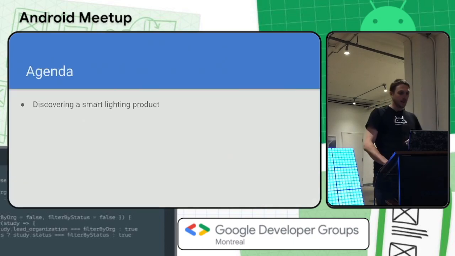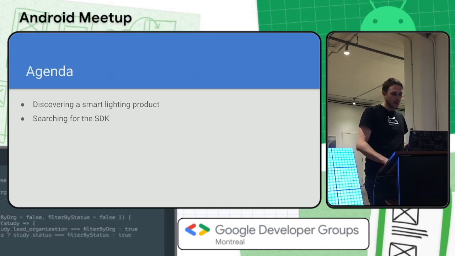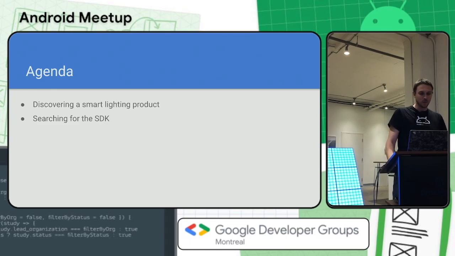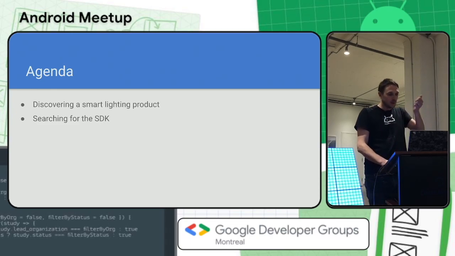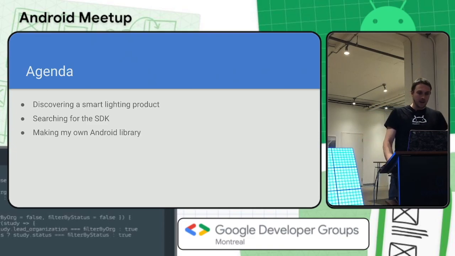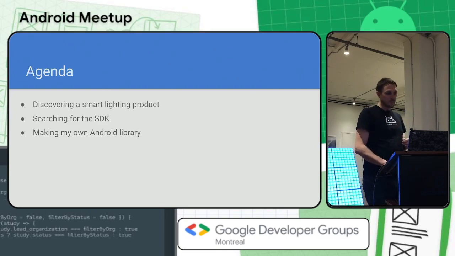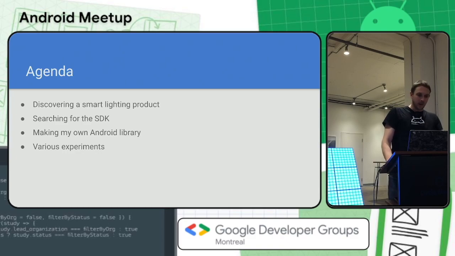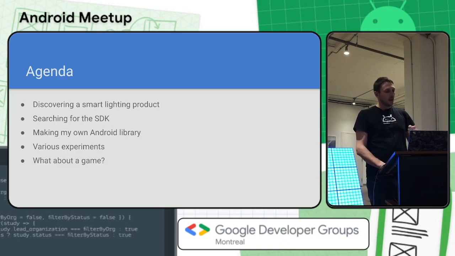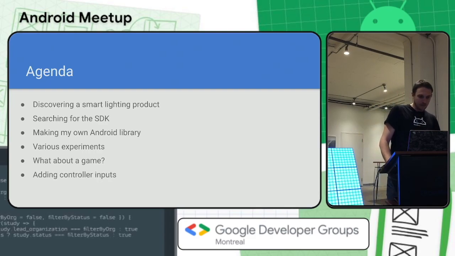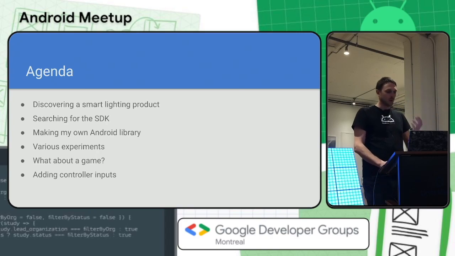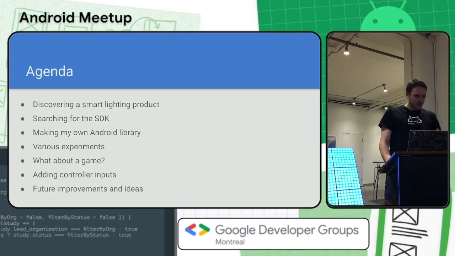The agenda for today. We're going to talk first about how I discovered a smart lighting product that you see here, how I enjoyed it so much that I wanted to search for an available SDK to get more control on that, how I ended up making my own Android library, and some various experiments that I've made through that process. And then eventually, what about a game? To add more interaction, that became one of my wishes. And finally, how I eventually added some controller inputs to that. Also, at the end, I'm going to talk about some future improvements I have for this project and other ideas as well.